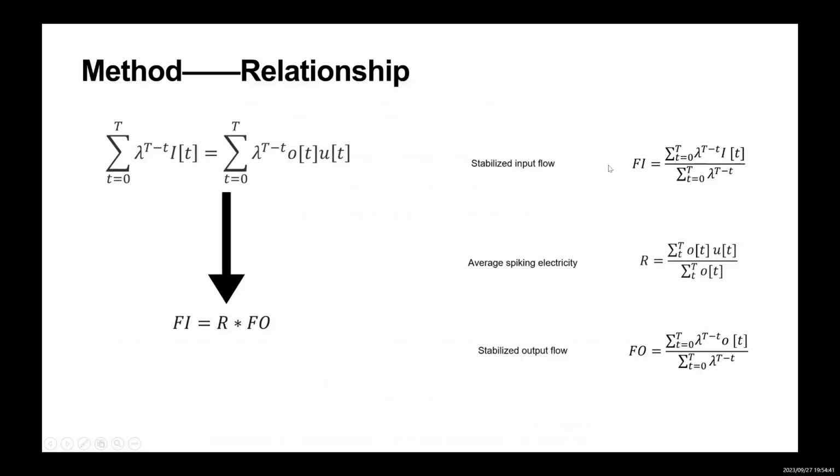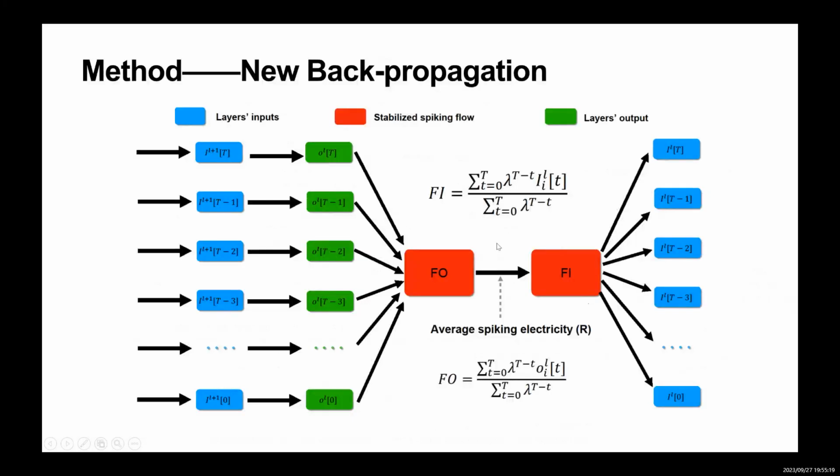Stabilized spiking floor Fi can be simply derived from input. However, a neuron's true output is a binary spike chain, so we need some assistance. We define R as the average electricity lost in each spiking process. It will be calculated during inference and used as a constant in backpropagation. Then we can define the stabilized output floor and build relationships between them. With these definitions, the backpropagation process would become like this.